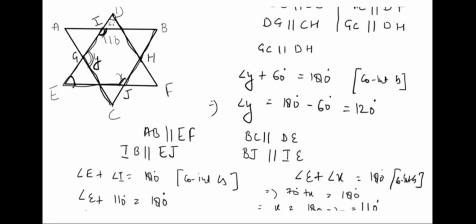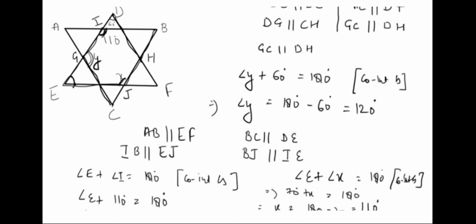Now we say here angle E plus angle I. Look the left side, angle E plus angle I is equal to 180 degree, co-interior angles. This implies angle E plus 110 is equal to 180 degree. This implies we get angle E plus angle X is equal to 180 degree. So we have 70 plus X is equal to 180 degree. This implies X is equal to 180 minus 70 is equal to 110 degree.